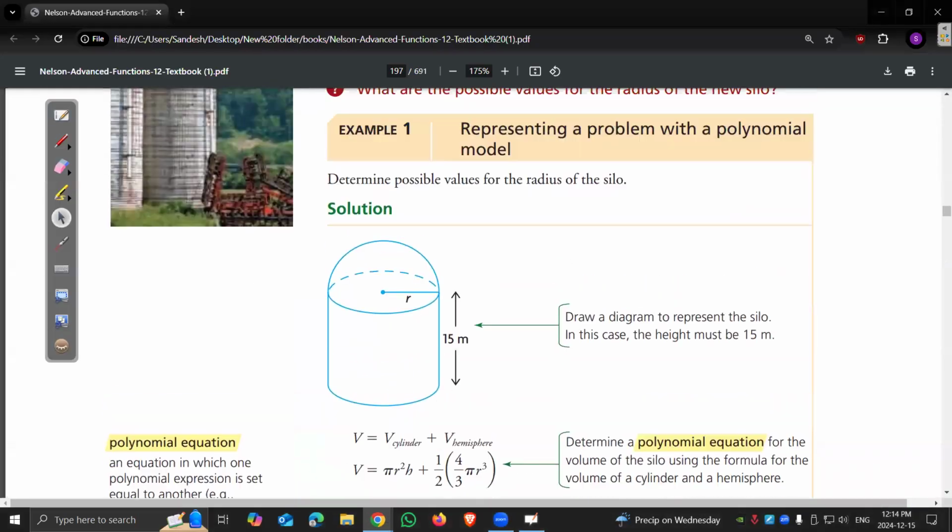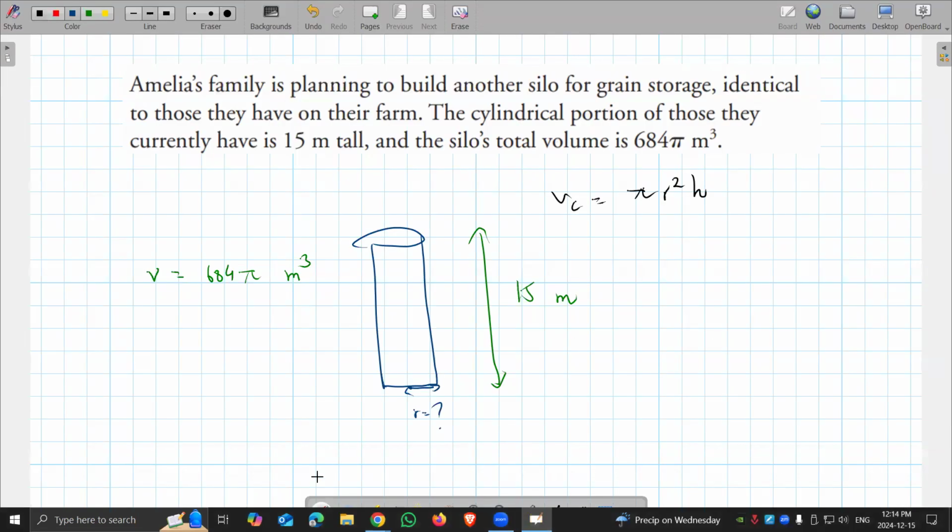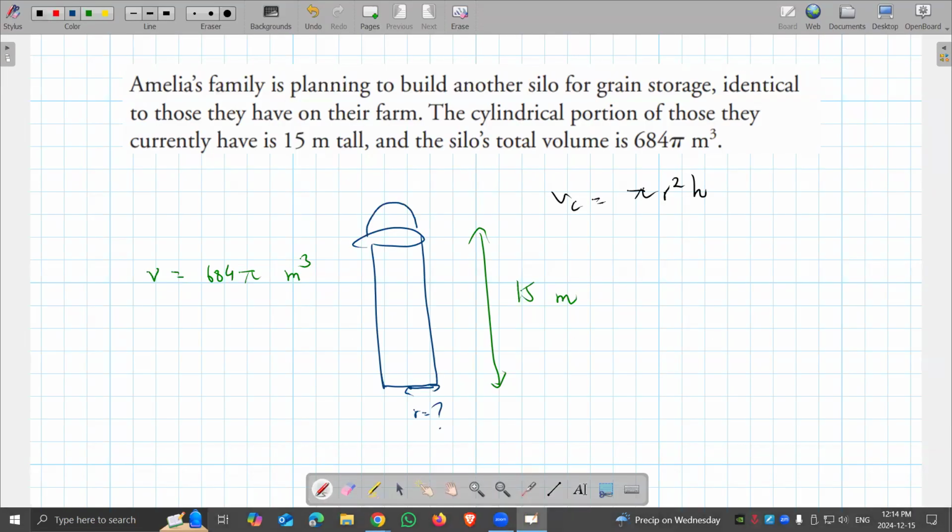There's also this thing on top. The volume of any object is almost always the base area times the height. Because it's a cylinder, there's a base area of pi r squared and there's an h. So in a silo, there's also this component. It's not just a pure cylinder. There's also this semicircular component on the top.